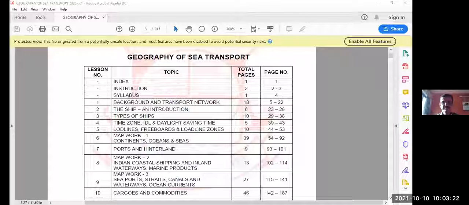Okay, good. Let me share screen. And I go to this one. Please tell me when you can see the index. Okay, visible. Yes, sir. We can see it. Those whose camera and mic are on, please interact, because I get very scared when I get a feeling that I am only talking to a computer, not to my boys and girls.